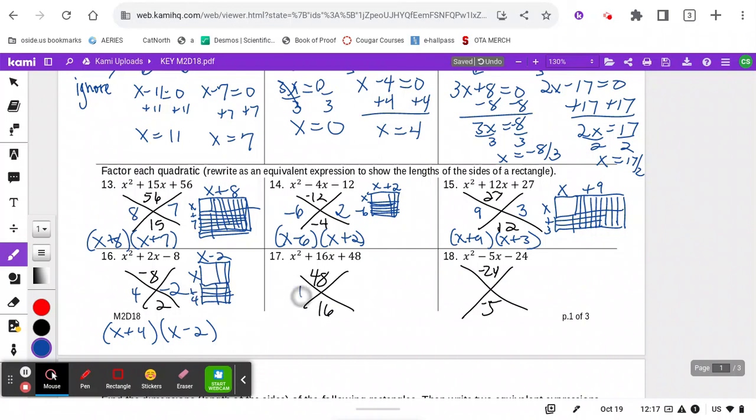48 is 12 and 4. That adds up to 16. So extended by 4 on one side, extended by 12 on another. And then 28 is 8 and 3, negative there. I'm sorry, 24.